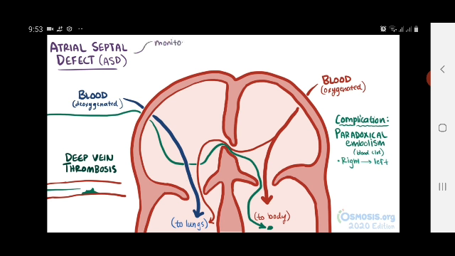Sometimes children with ASDs will be monitored for a little while, since smaller openings might close on their own. In other cases, though, especially for larger openings, surgery will be done to prevent complications in the future, which typically involves plugging or patching the opening.